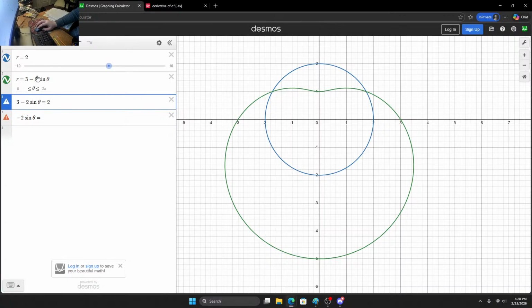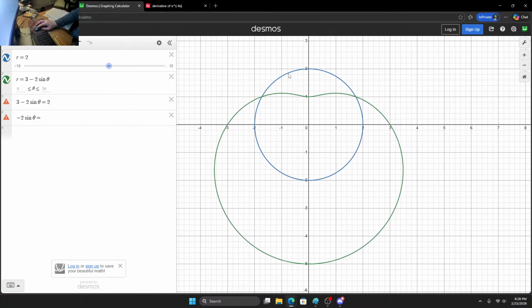Here, down here. So we have r equals 2, the polar equation, that leads to this circle, and r equals 3 minus 2 sine theta, that equals this circle. These are both called polar equations. They only operate from 0 to 2 pi, essentially. They all go in little loops, as you can see. So for this one, this is called a cardioid.